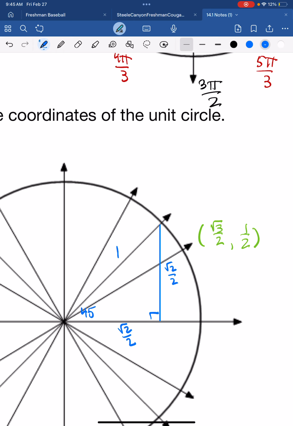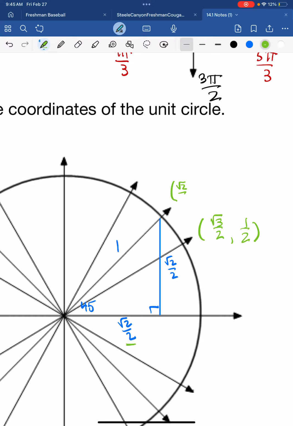What you're going to get as your coordinate point here is that your x value is this one, so square root of 2 over 2, and then your y coordinate is your up and down, so root 2 over 2. Okay.